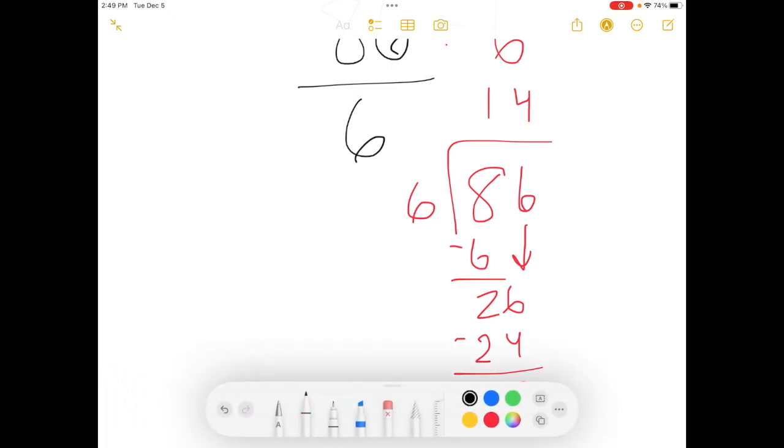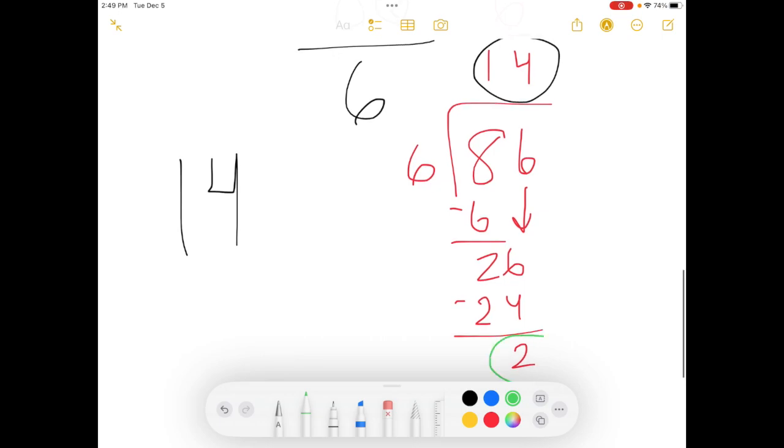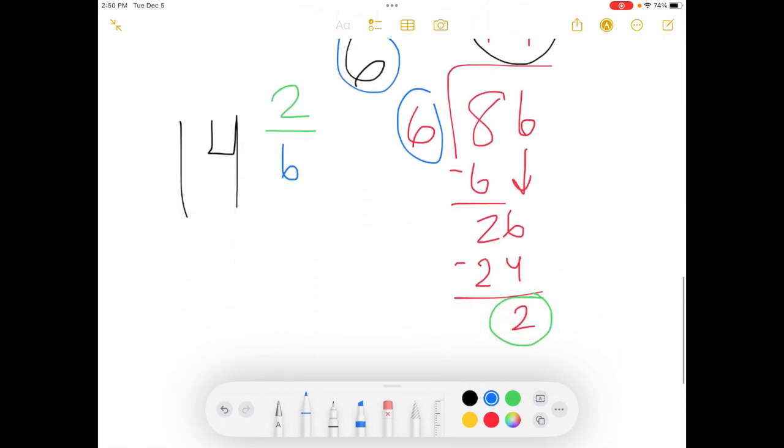My whole number is going to be my quotient, which is the answer of my division problem. My new numerator is going to be the remainder of the division problem. And just like before, we mentioned our denominators do not change, so it stays a 6. So 14 and 2/6 is the same as 86 over 6.